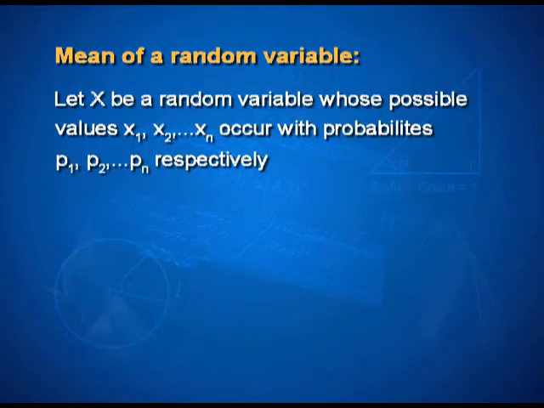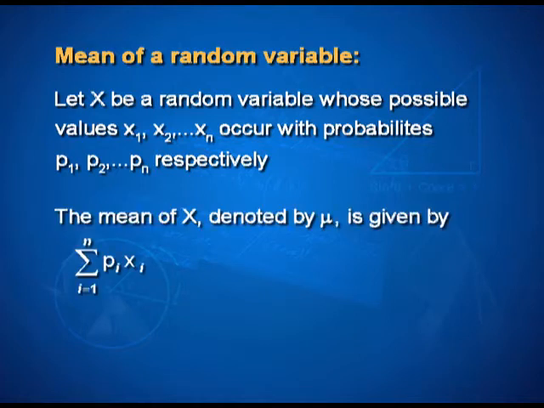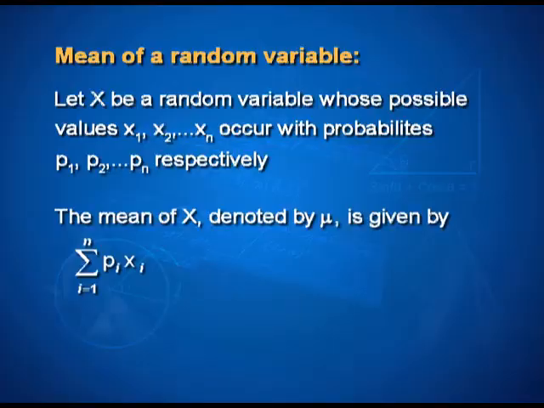If I have x as a random variable with possible values x1, x2 up to xn with corresponding probabilities p1, p2 up to pn, then the mean of x, denoted by the Greek letter mu, is given by the summation of xi pi, i varying from 1 to n. If you observed earlier, the summation of the corresponding probabilities pi will always be 1.